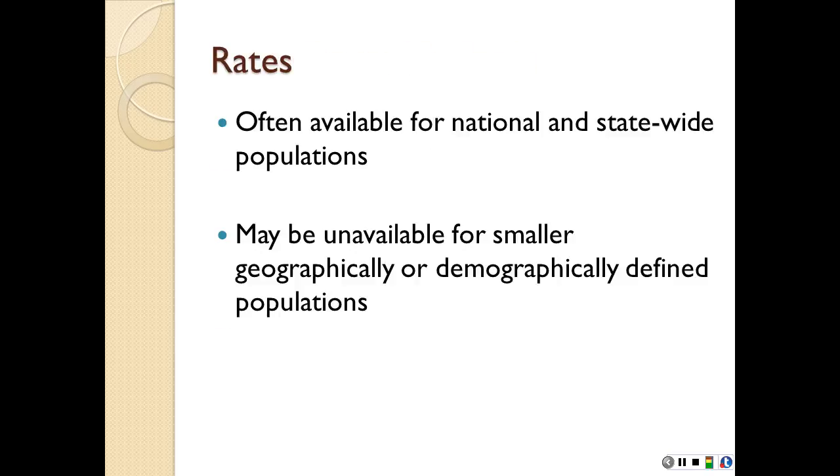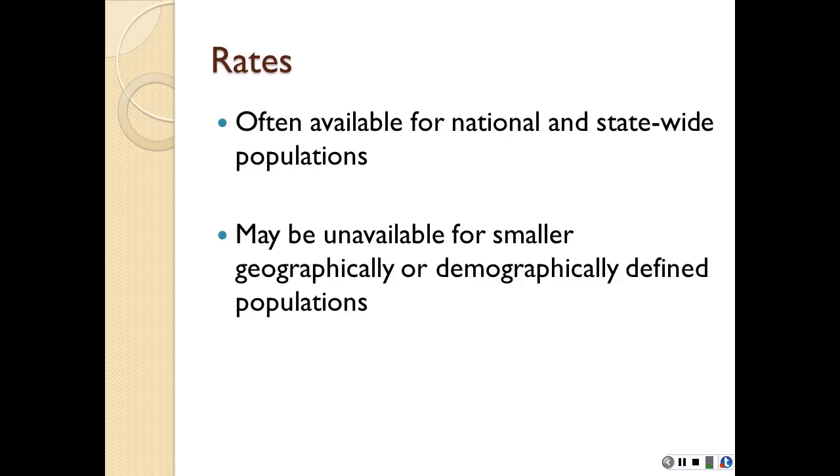So, one method that we can use for surveillance is to examine the rates of disease. We can find rates of common disease for national and statewide populations. Typically, the federal and state governments just collect that information routinely. So if you're interested in a particular disease state, you can just go to the CDC's website and look up the rates of disease for whatever disease you're interested in.